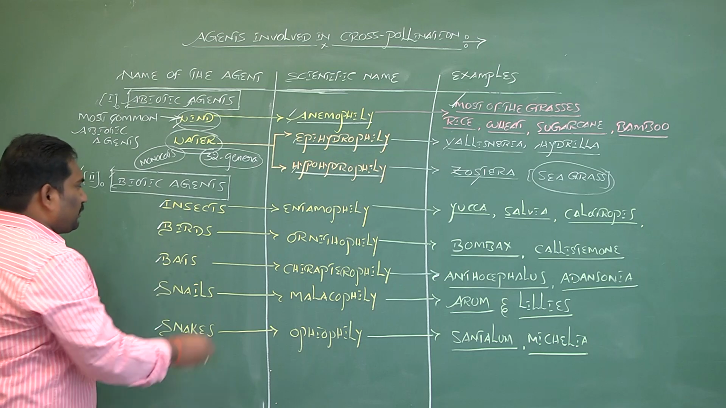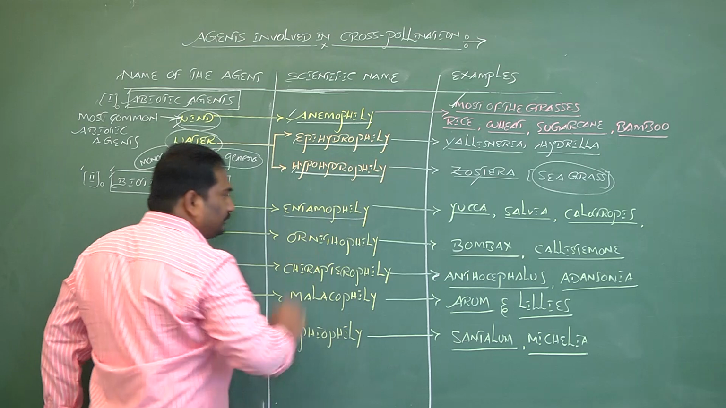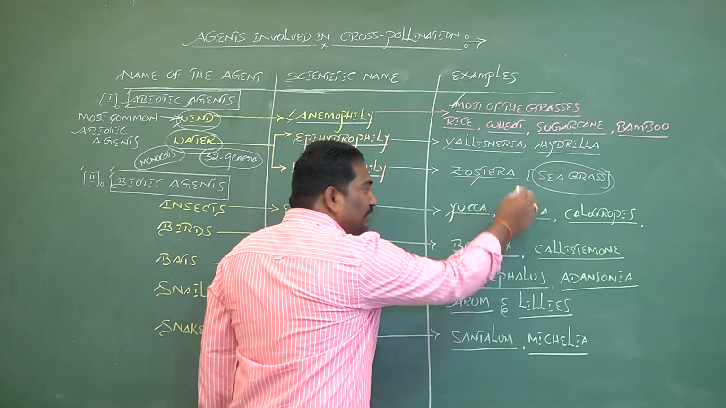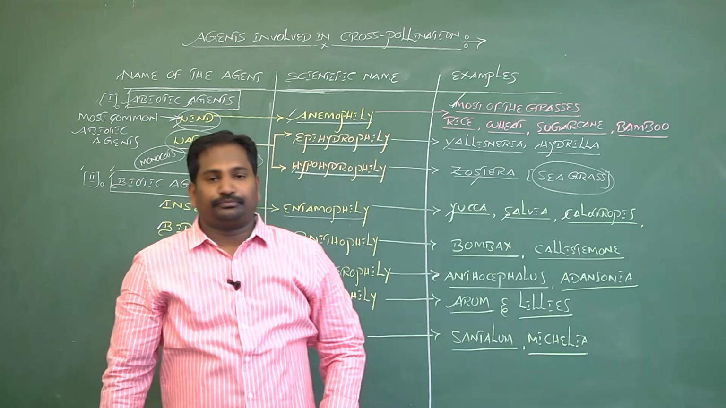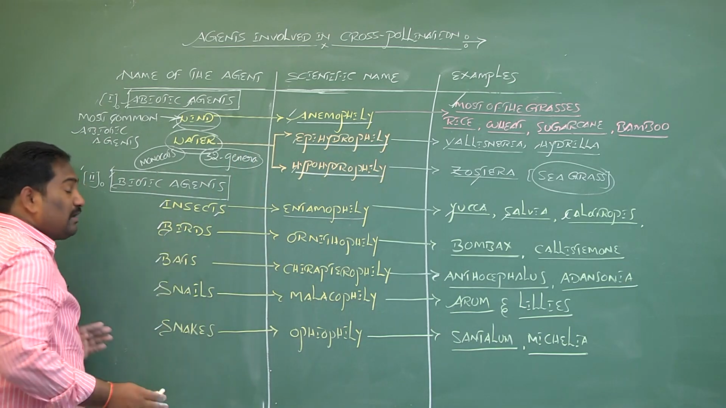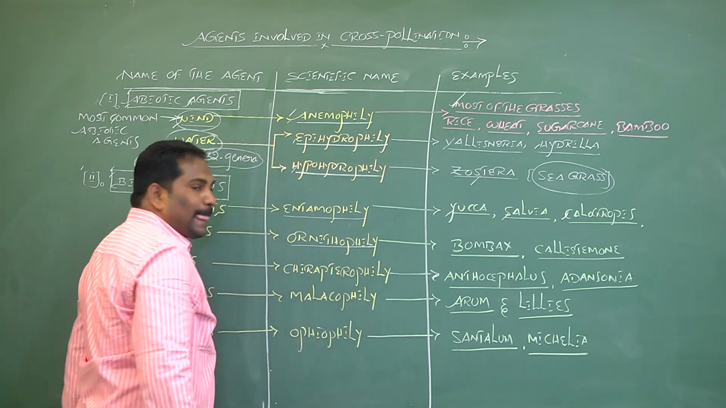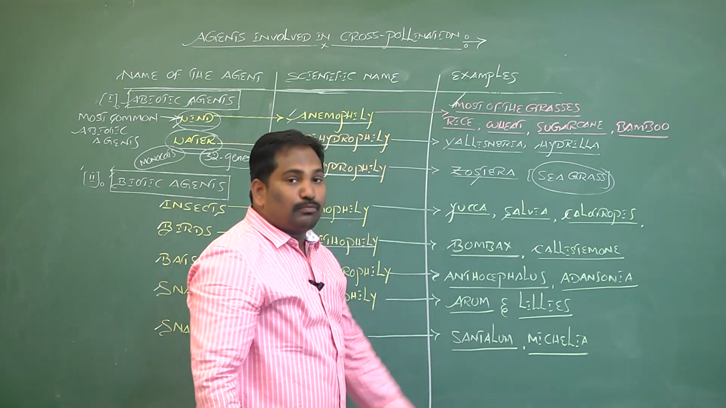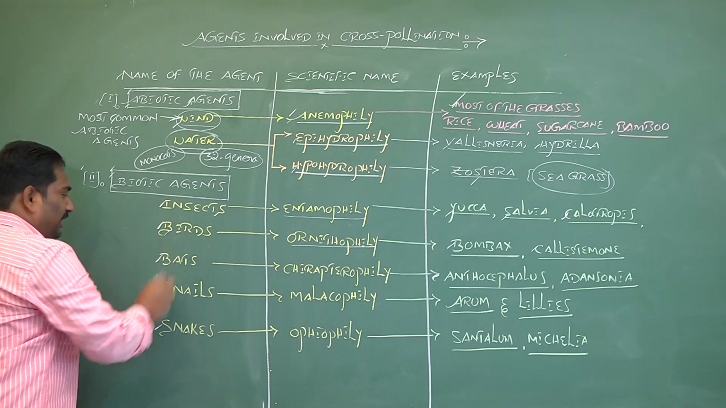If cross-pollination by the biotic agent insects, it is called entomophily. Example, yucca plant, salvia plant, Calotropis and Aristolochia. If cross-pollination is by birds, it is called ornithophily. Example, Bombax, Callistemon, the bottle brush plant.